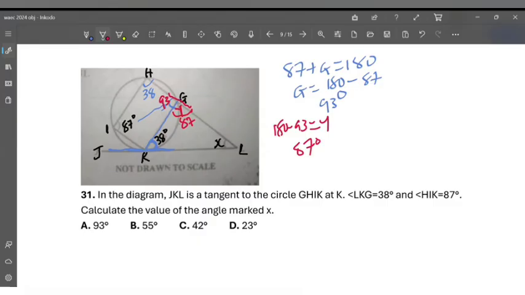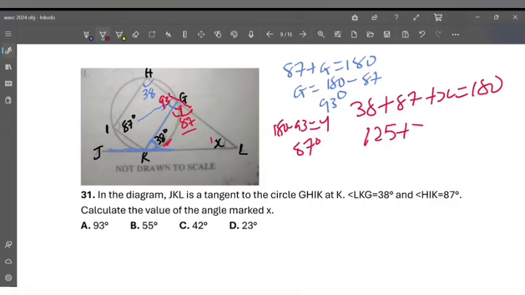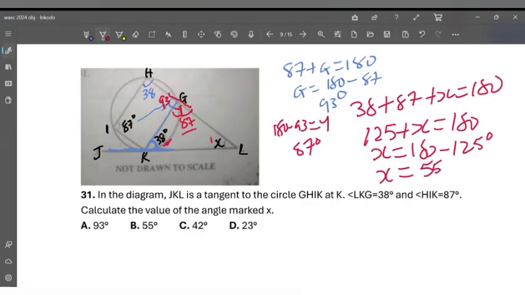So now that I've gotten this 87 degrees, the sum of angles in a triangle is 180. So if I add this plus x, I'll get 180. So 38 plus 87 plus x should give me 180 degrees. All right. 38 plus 87 is 125. So 125 plus x should be 180 degrees. So x is equal to 180 minus 125 degrees. X is equal to 55 degrees, which is option B.